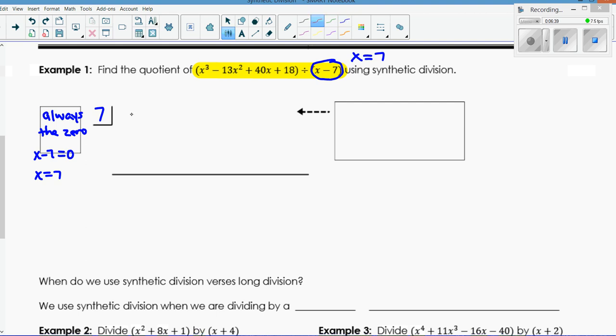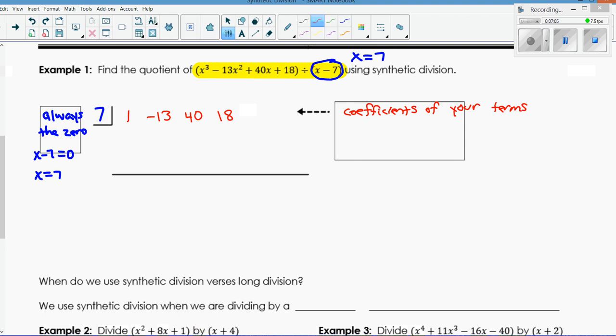Okay? The numbers next to your 7 are just your coefficients. So x to the third has a coefficient of 1. Your next coefficient is negative 13. Your next coefficient is 40. Your next coefficient is 18. Space them out a little bit. Okay? All of those numbers are the coefficients of your terms.